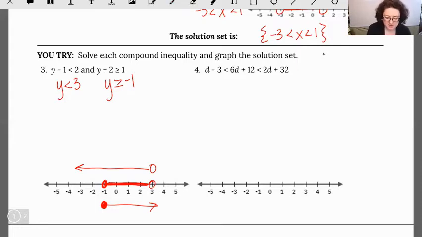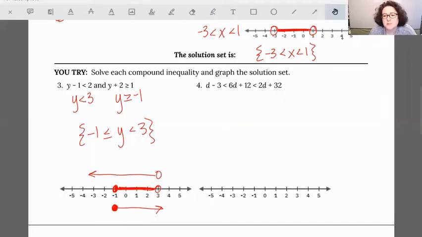Okay, in other words, my solution set is going to be everything sandwiched between -1 inclusive and 3. So now let's look at number 4.